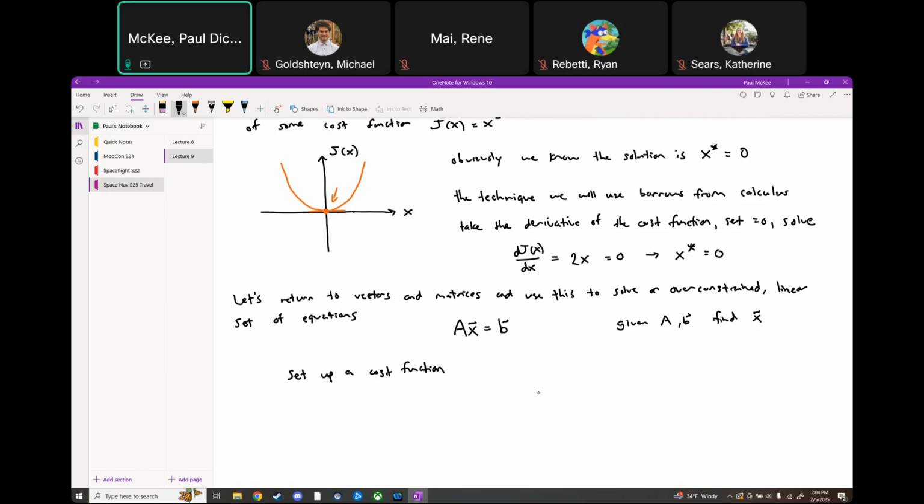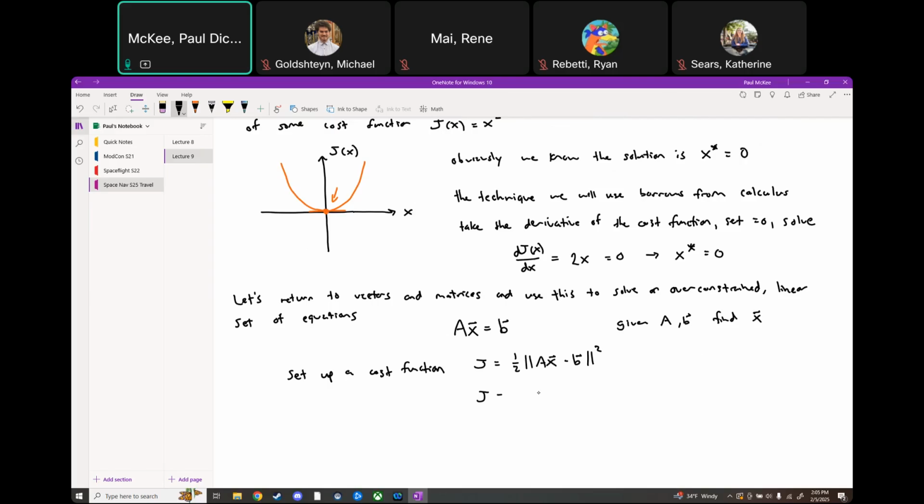Which looks like this. J is 1/2 norm of Ax minus b squared. So that is to say, Ax minus b is going to be some error vector. Take the norm of that error vector squared, times 1/2. That is our cost. Okay. Now, remember our golden rule of matrix vector calculus. We're about to take the derivative of J. So here we are. This is the big time. We're taking the derivative of a vector and matrix set of equations.